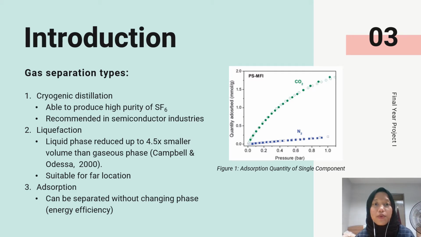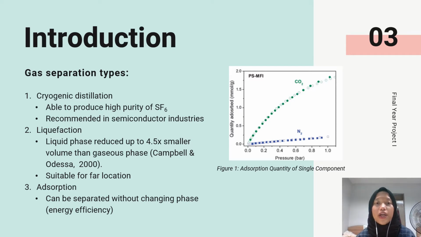Adsorption is a process where the component is adsorbed by a solid adsorbent in the packed bed reactor. This method requires no change of phase for the separation of the components, which contributes to energy efficiency. So among these methods, adsorption has been selected as the best method of gas separation, as it is energy efficient and also has lower energy quality.